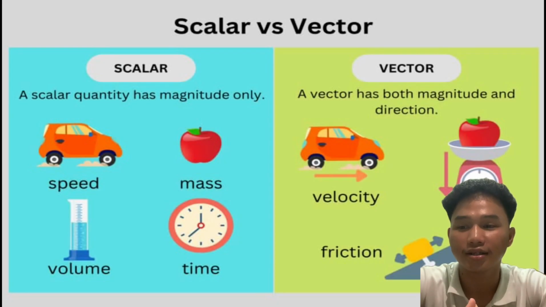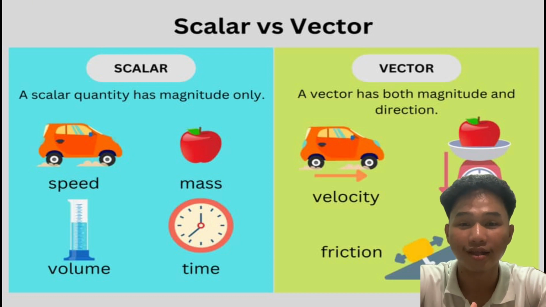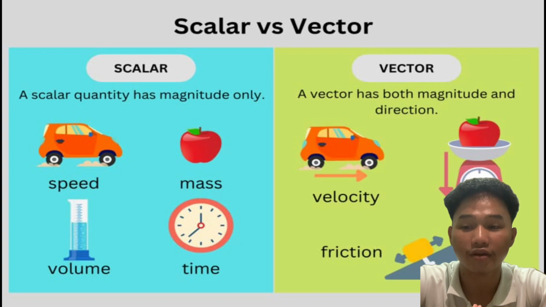Scalar, vector. Scalar: a scalar quantity has magnitude only, for example speed, mass, volume, and time. And vector: a vector has both magnitude and direction, for example velocity, weight, and friction.